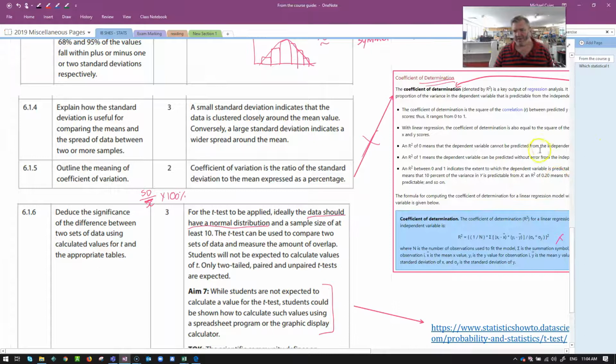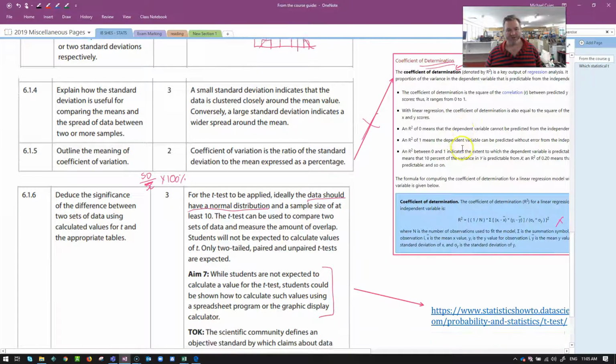Have a read through that. You won't be asked to quiz on it. They won't ask for a specific definition, but you do need to understand a little bit what it's talking about. And what it's really talking about is the percentage of variation in the dependent variable that is caused by variation in the independent variable.